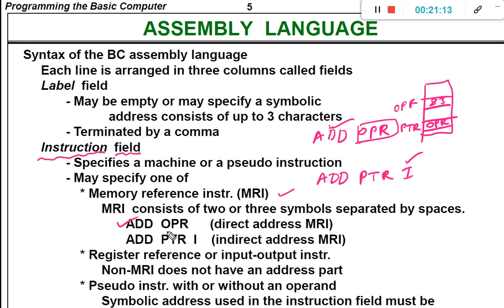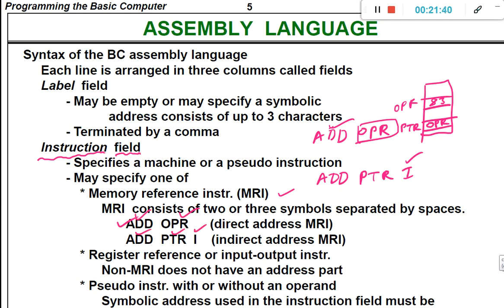So what are the two different types of syntaxes? The first one is the direct address memory reference instruction, written as symbolic code and then operand. The second one is the indirect address memory reference instruction. The syntax is symbolic code, operand, indirect address I.